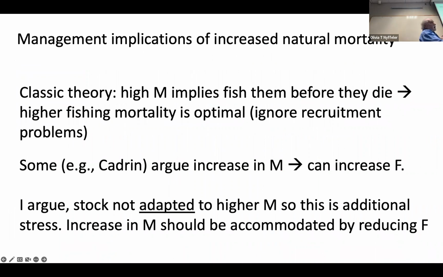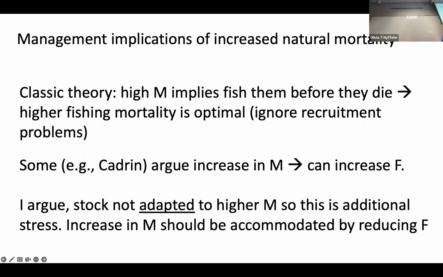In classic theory, high natural mortality rate implies that you should fish them before they die out. So it calls for higher fishing mortality to be optimal, ignoring whether that would cause recruitment problems. But just from a yield perspective, assuming that recruitment is not affected, high natural mortality implies that you can have higher fishing mortality. And some people, like Steve Cadrin at University of Massachusetts, argue that if you have an increase in M, you can increase the fishing mortality.